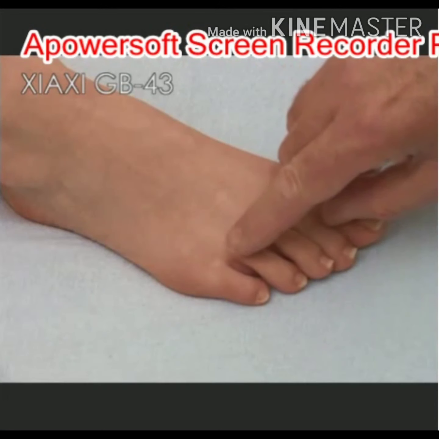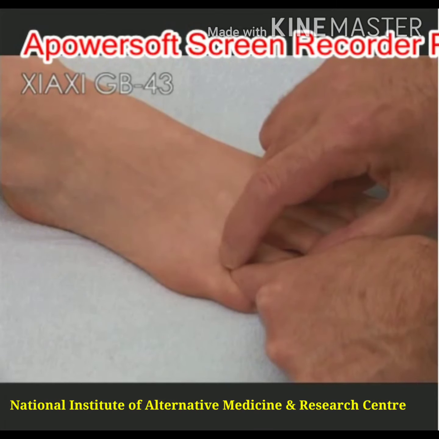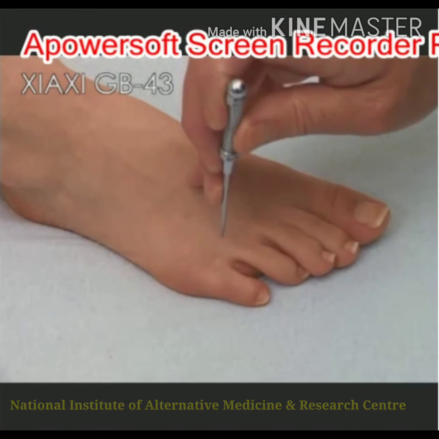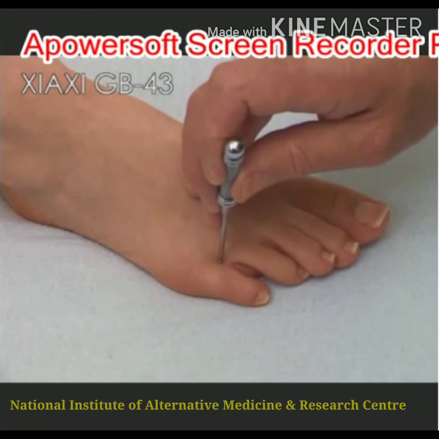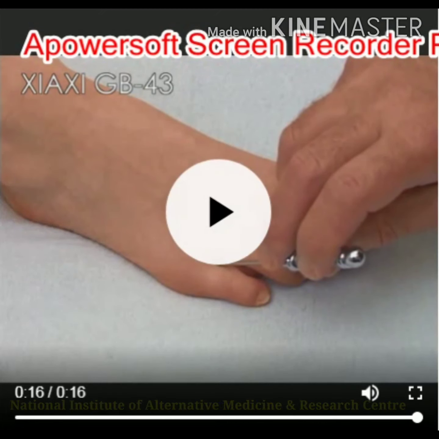Xia Xi, Gallbladder 43, is located between the fourth toe and the little toe, 0.5 cun proximal to the margin of the web. 1. Perpendicular insertion 0.3 to 0.5 cun. 2. Oblique insertion directed proximally 0.5 to 1 cun.